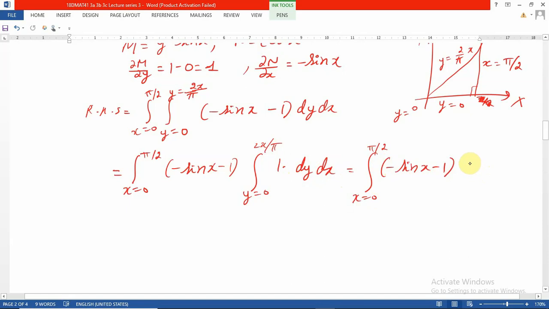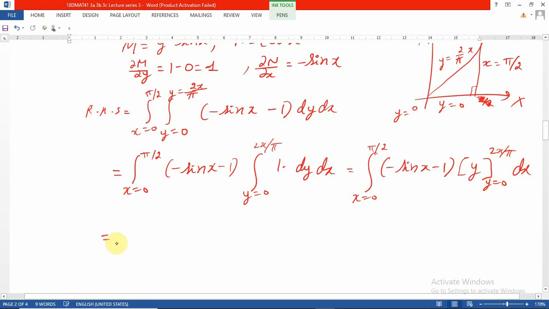Integration of 1 is nothing but y, in the limit y is equal to 0 to 2x upon pi. So this term I am going to substitute here, students. So now first I will take the upper limit 2x by pi, and here please see y is equal to 0 gives 0, so there is no point of taking y is equal to 0. Only the upper limit I am going to substitute, 2x divided by pi.